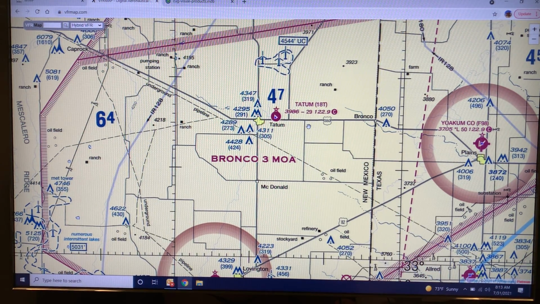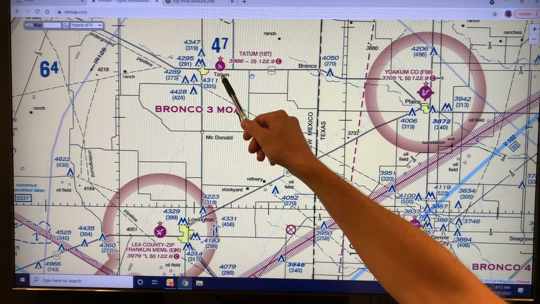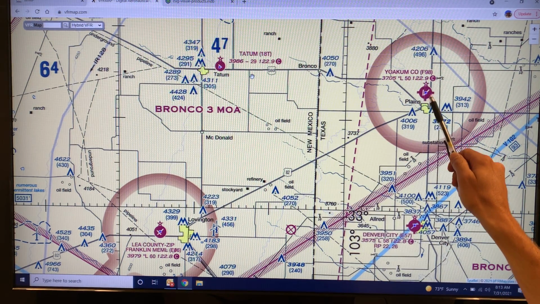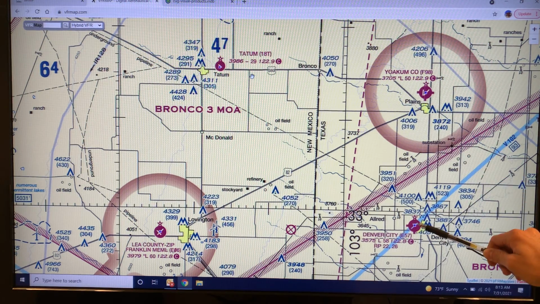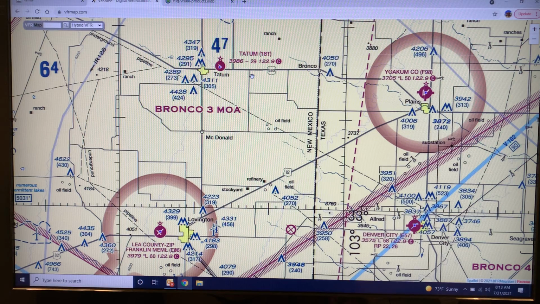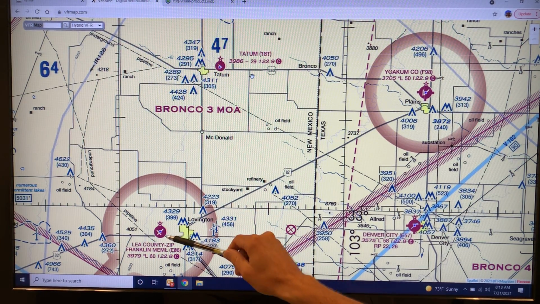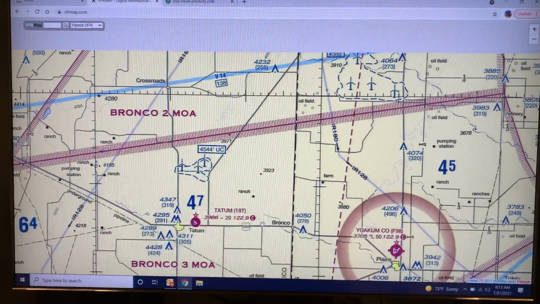Real quickly, let's look at the various airport symbols. You notice there's some differences. So Tatum has this airport symbol, a little different symbol. It's similar, but a little different. Denver City looks like planes. Lovington looks more like Tatum. And actually, this just updated. I'll go over that. This just changed since the last publication.